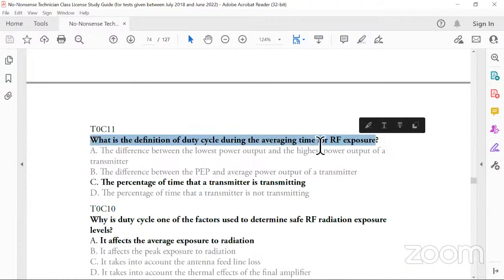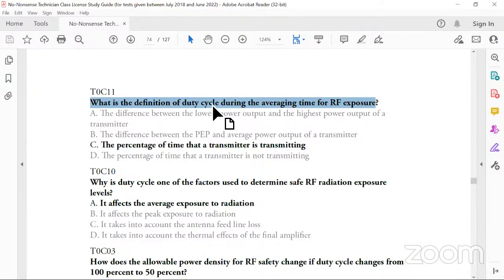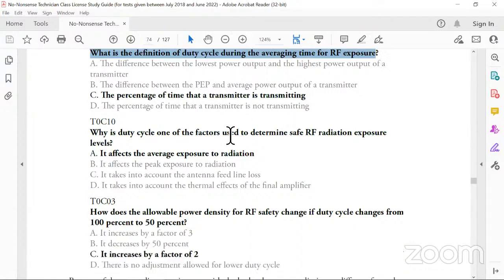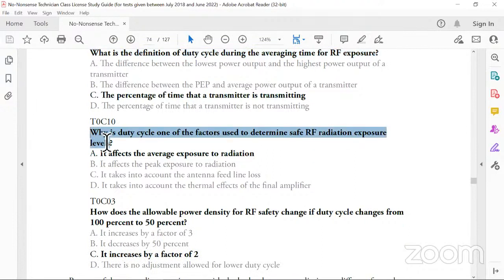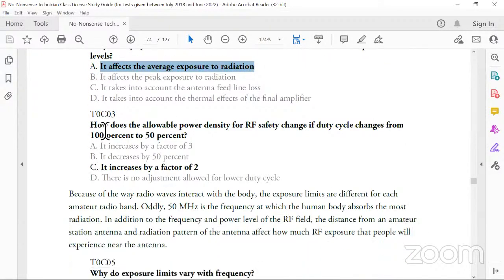All right, a few more questions. What is the definition of duty cycle during the averaging time for RF exposure? Well, the definition of duty cycle is the percentage of time that a transmitter is transmitting. In other words, the percentage of time that it's on. Why is duty cycle one of the factors used to determine safe RF radiation exposure levels? It affects the average exposure to radiation.